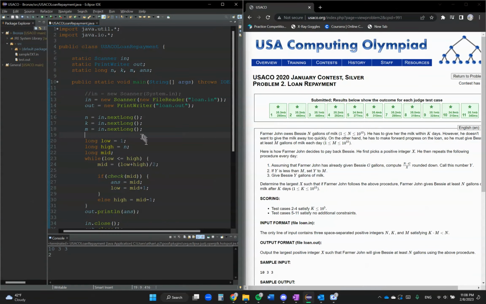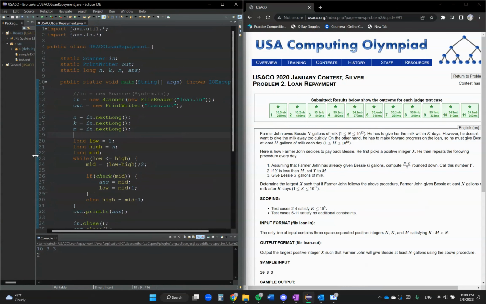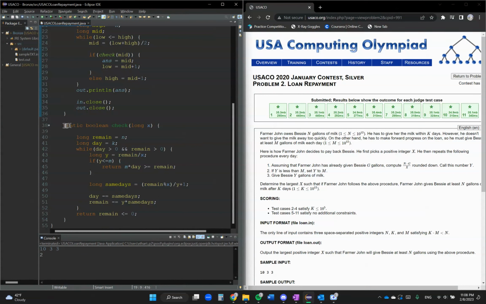I hope this idea helped you guys. We used a binary search algorithm, and then we skipped over values in order to decrease the amount of time in our check function.